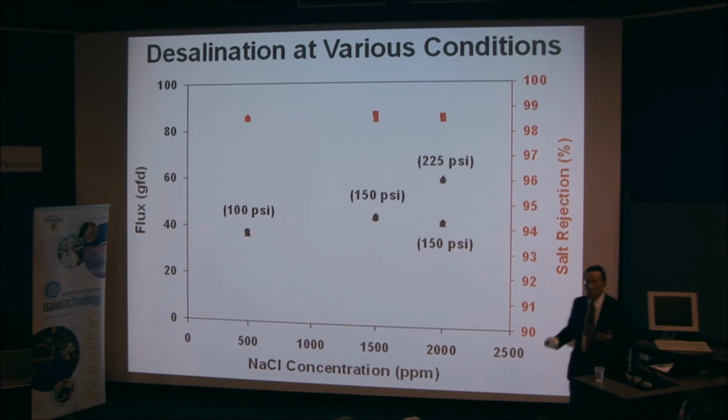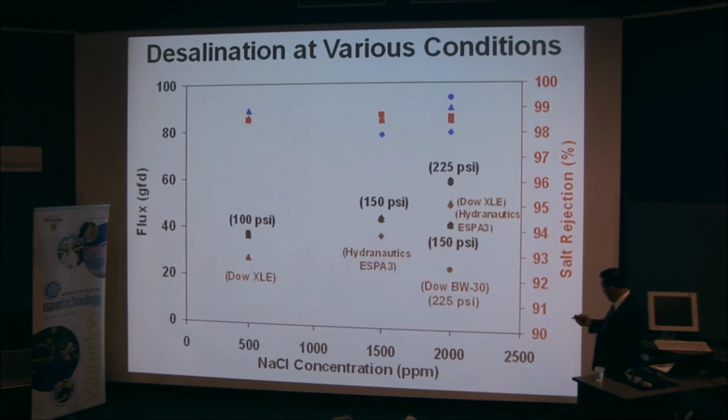Then we could further reduce. This could be used at home. Typically, city water has about 70 to 100 psi of pressure. And the flux is still pretty decent. Salt rejection is also pretty good. So those are the results for the membrane.